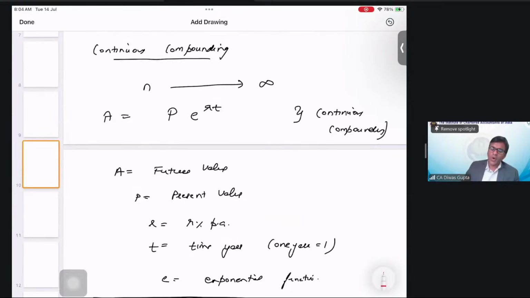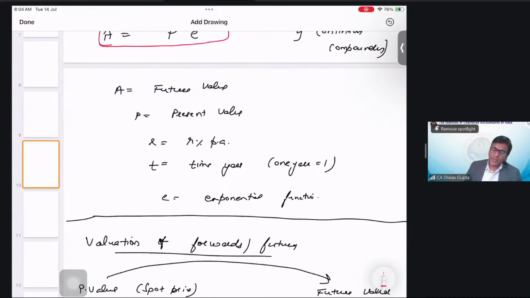And if we talk about continuous compounding, students, continuous compounding is the place where n is taken to infinity. That means the compounding is happening every now and then. So in this case, the formula is revised to A is equal to P into e raised to the power rt, which is the continuous compounding.